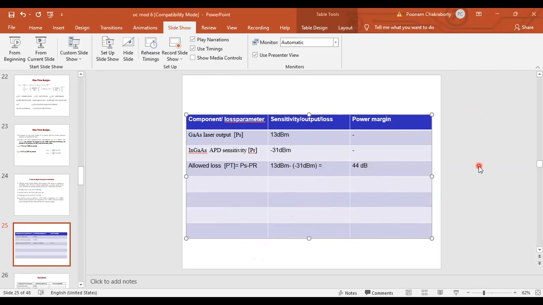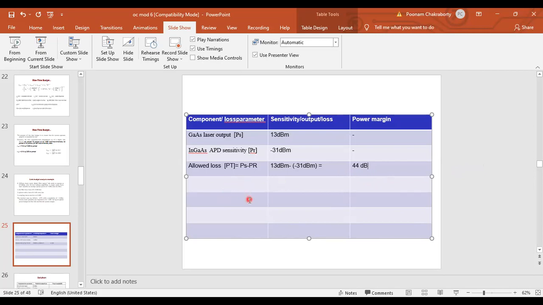Okay, so यहाँ पे dBm मत डालो because this dBm here was indicating the reference measurement. Okay, so 13 dBm minus 31 dBm is giving you 44 dB. So this you have to remember. Okay, so I now have the allowed loss.